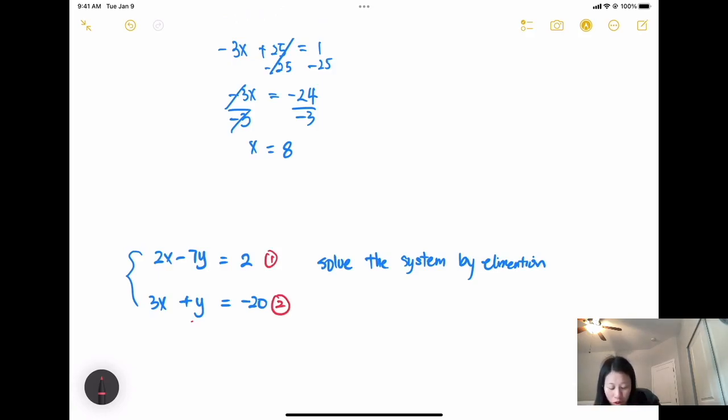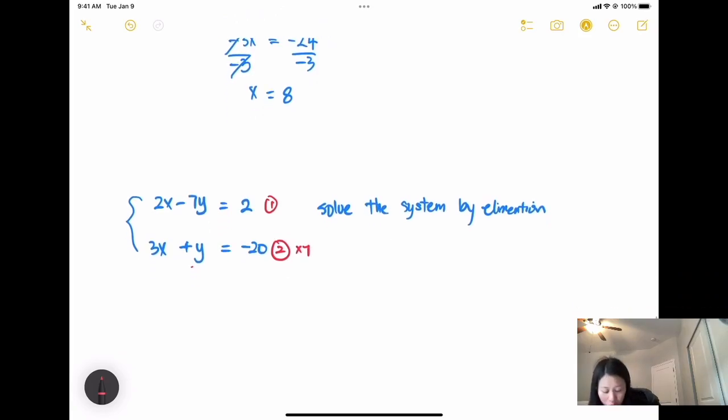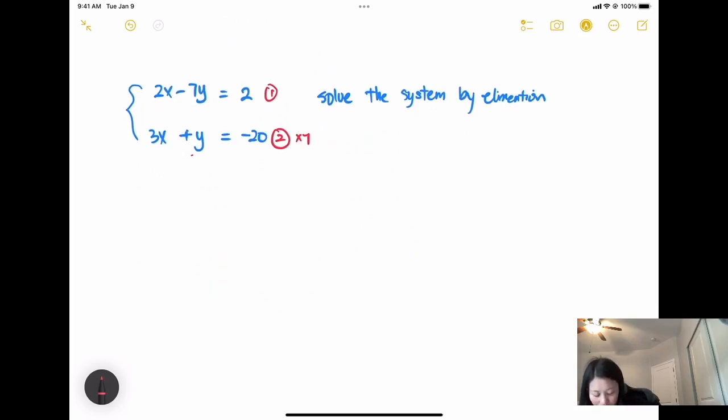So then you're trying to get 7y, right? If you times 7 to the whole second equation, what do you have? You times 7, you need to multiply 7 to every element of the second equation. I have 21x plus 7y equals negative 140. Because you need to, again, multiply 7 for every element.